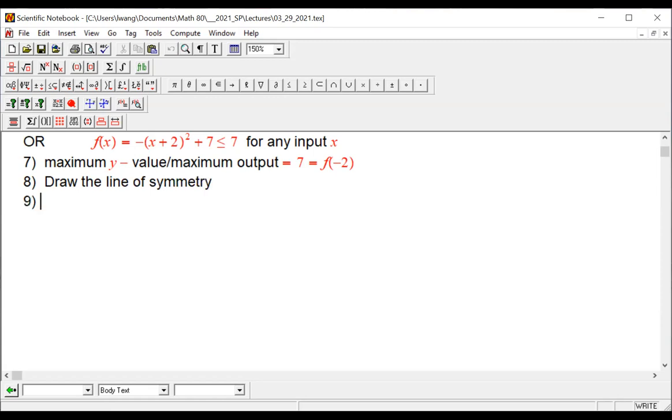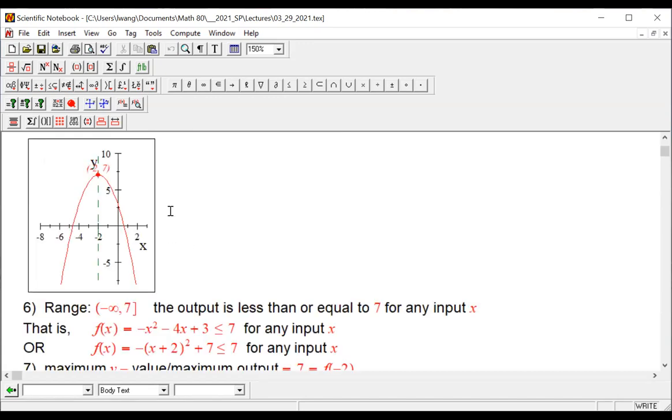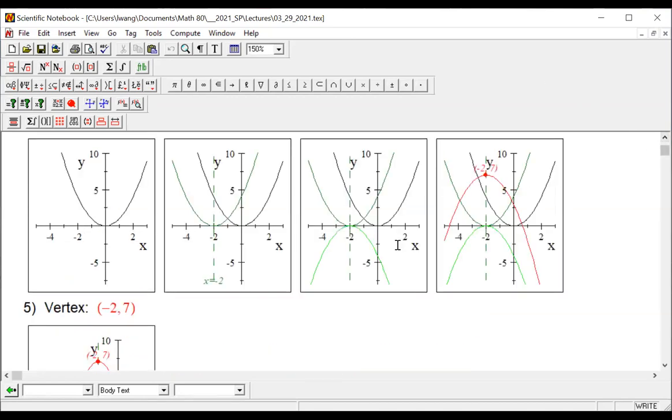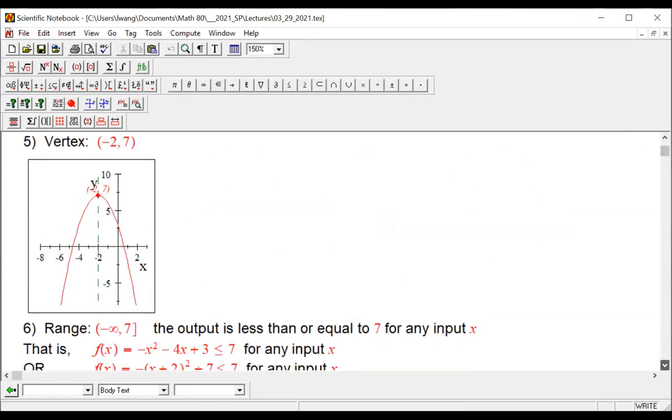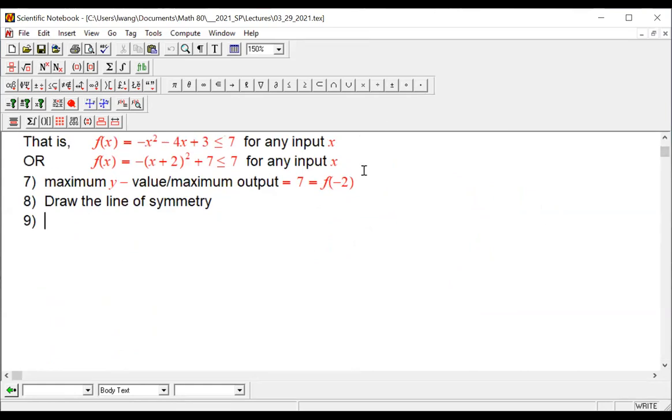Right? And what is the equation of the line of symmetry? We just marked it on the picture. Can you give me the equation of the line of symmetry?